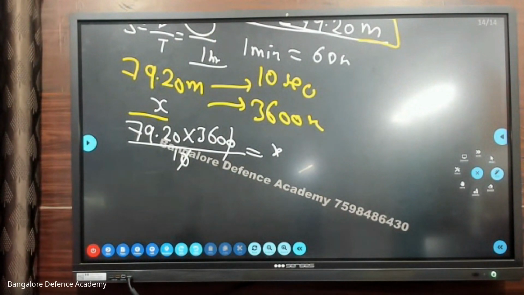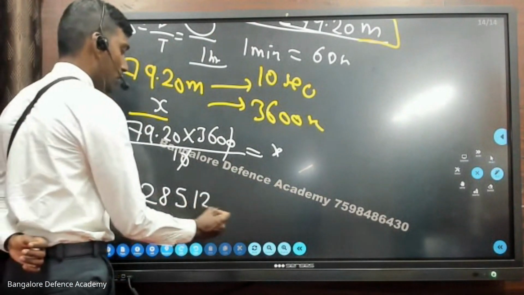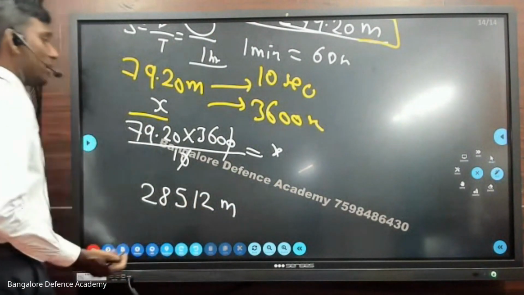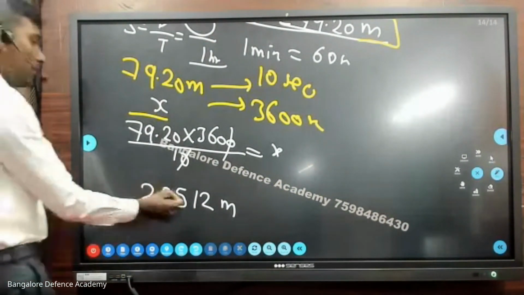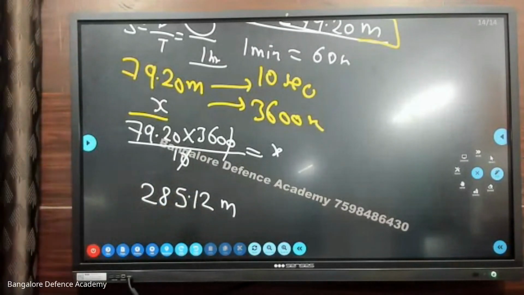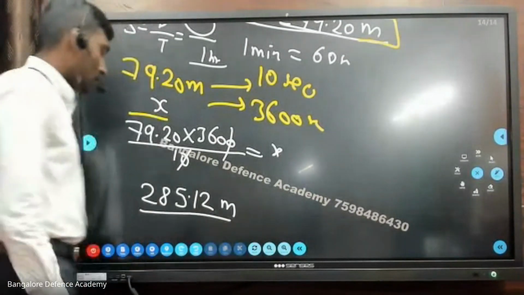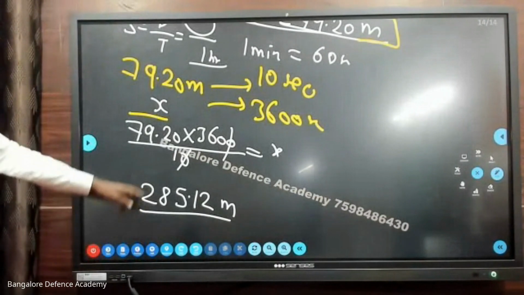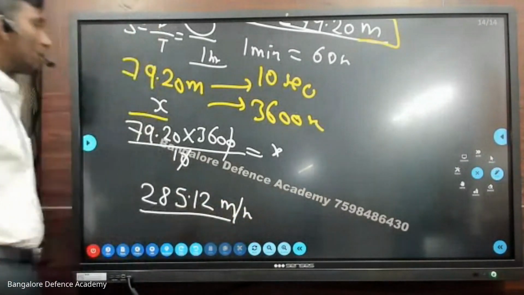Look at this. How much? 28,512, where is the decimal point? 285.12 meter. That means in 1 hour the distance is this, meter per hour, correct? Now convert this into kilometer. How much do you get?